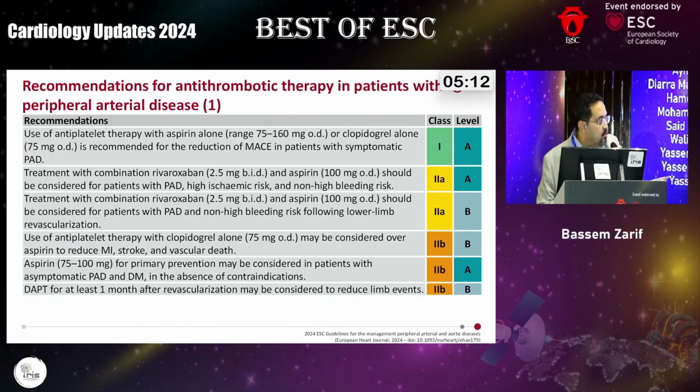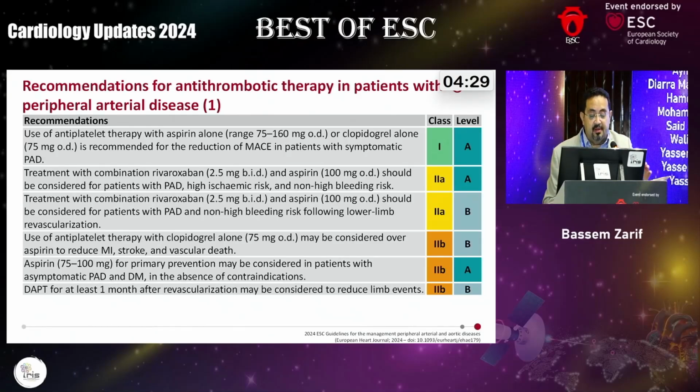What about antithrombotic positioning in the treatment of our patient? Use of antiplatelet therapy with aspirin alone or clopidogrel alone is recommended for reduction of MACE in patients with symptomatic peripheral arterial disease. Treatment with a combination of rivaroxaban vascular dose plus aspirin should be considered in a patient with peripheral arterial disease and high risk with non-high bleeding risk. The same combination of rivaroxaban plus aspirin following lower limb revascularization. Use of clopidogrel may be considered over aspirin, and this is the same as coronary for long-term treatment.